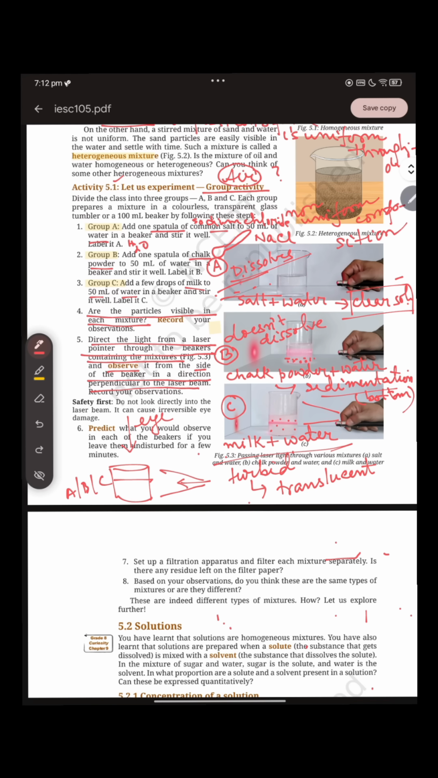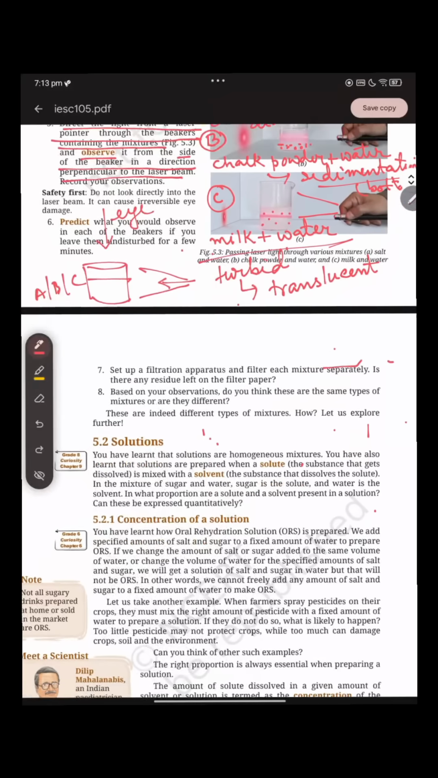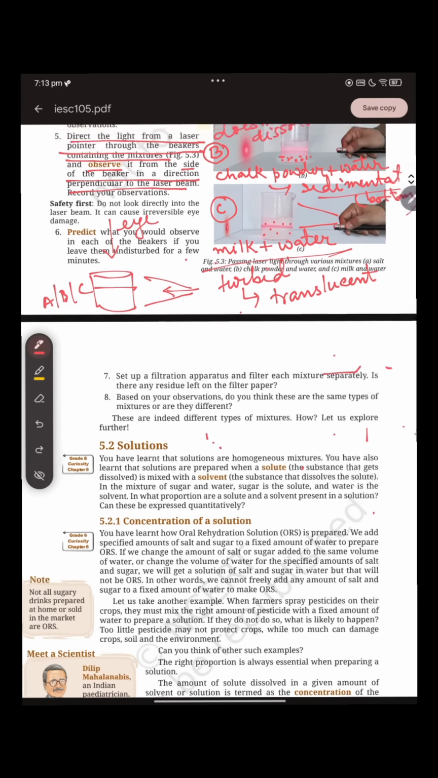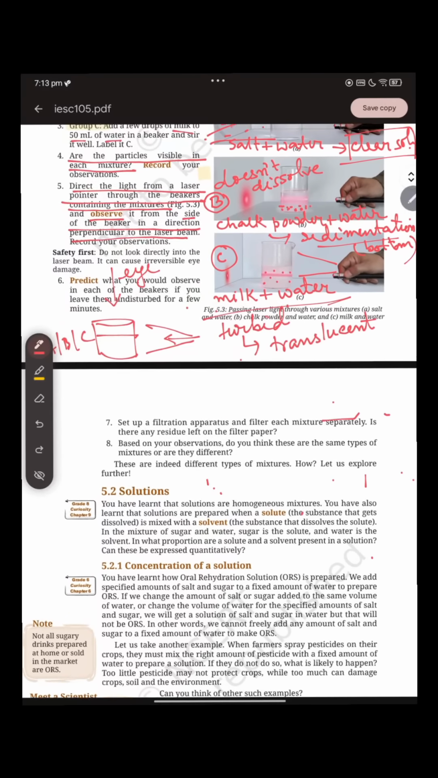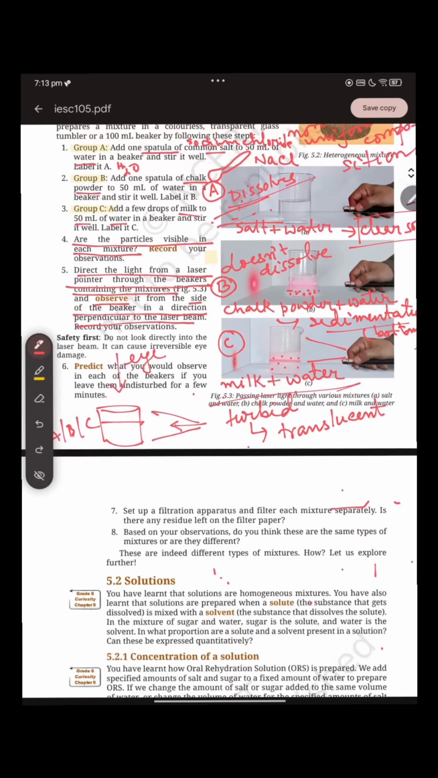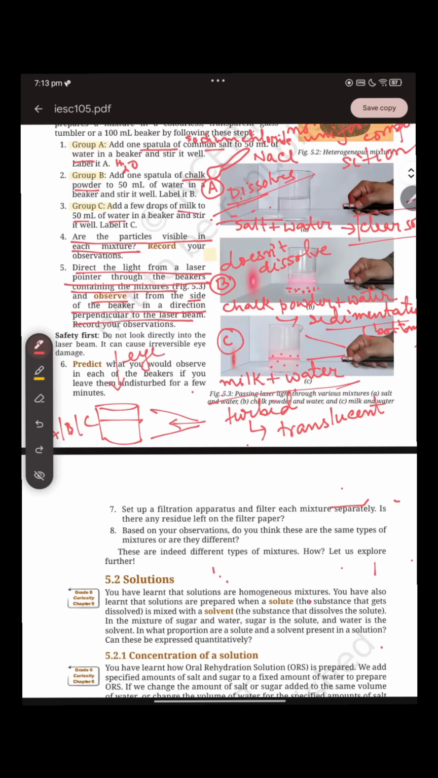As you listen to the explanation, do jot down the points whichever I am telling you. Next, set up a filtration apparatus. For that, what do you need? You need to pour the contents of the beaker. Now, how? In a test tube, which has a funnel at the top.